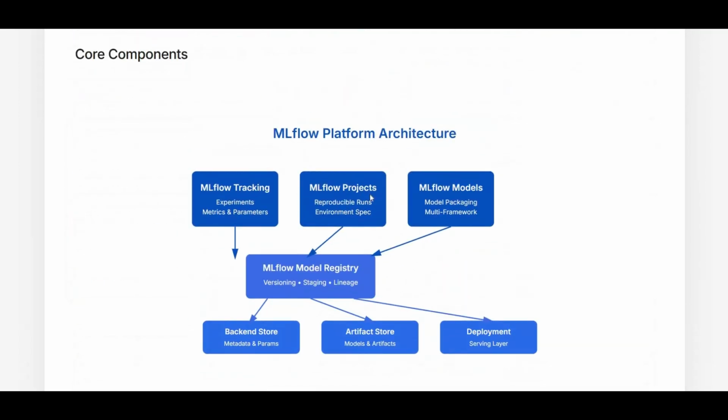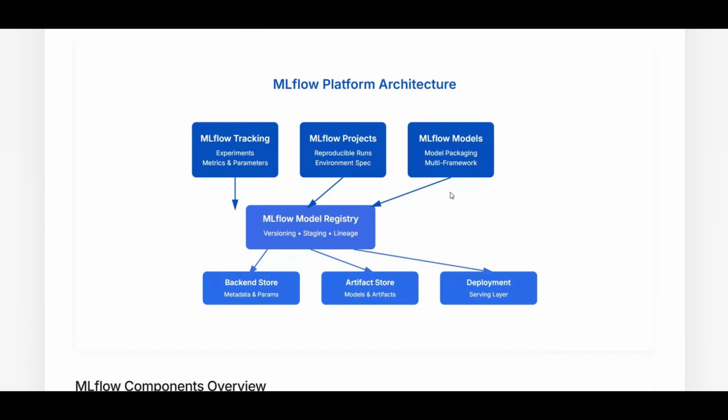Okay, look at that architecture. So, at the top you see three major capabilities working in parallel. MLflow tracking records experiments, metrics, and parameters. MLflow projects defines how code runs in a reproducible environment. MLflow models handles how models are packaged in a consistent way. All of these feed into the model registry, which acts as the control center. And this is where models are versioned, promoted to staging or production, and linked back to the exact data, code, and parameters that created them.